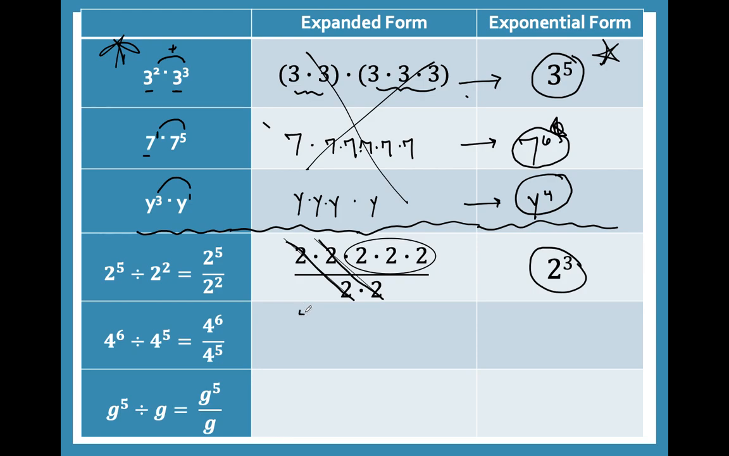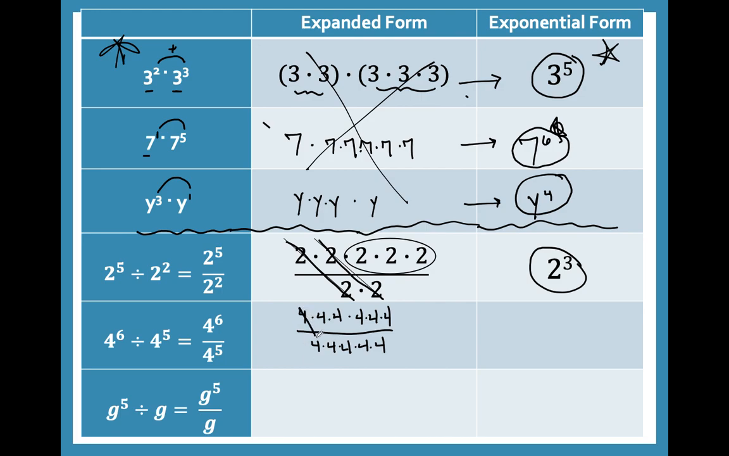So 4 to the 6th, that's 4 times 4 times 4 times 4 times 4 times 4, all over 4 to the 5th, which is 4 times 4 times 4 times 4 times 4. So what we're going to do is find as many pairs of 4 over 4s as we can, because they all cancel.